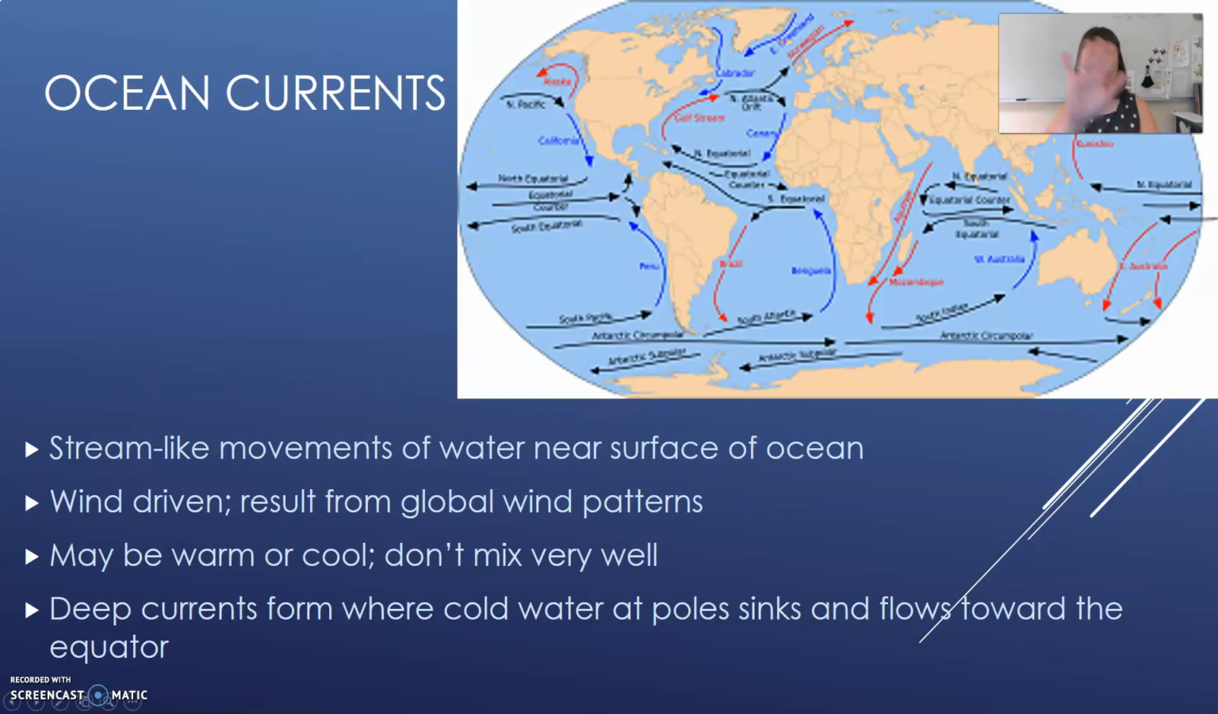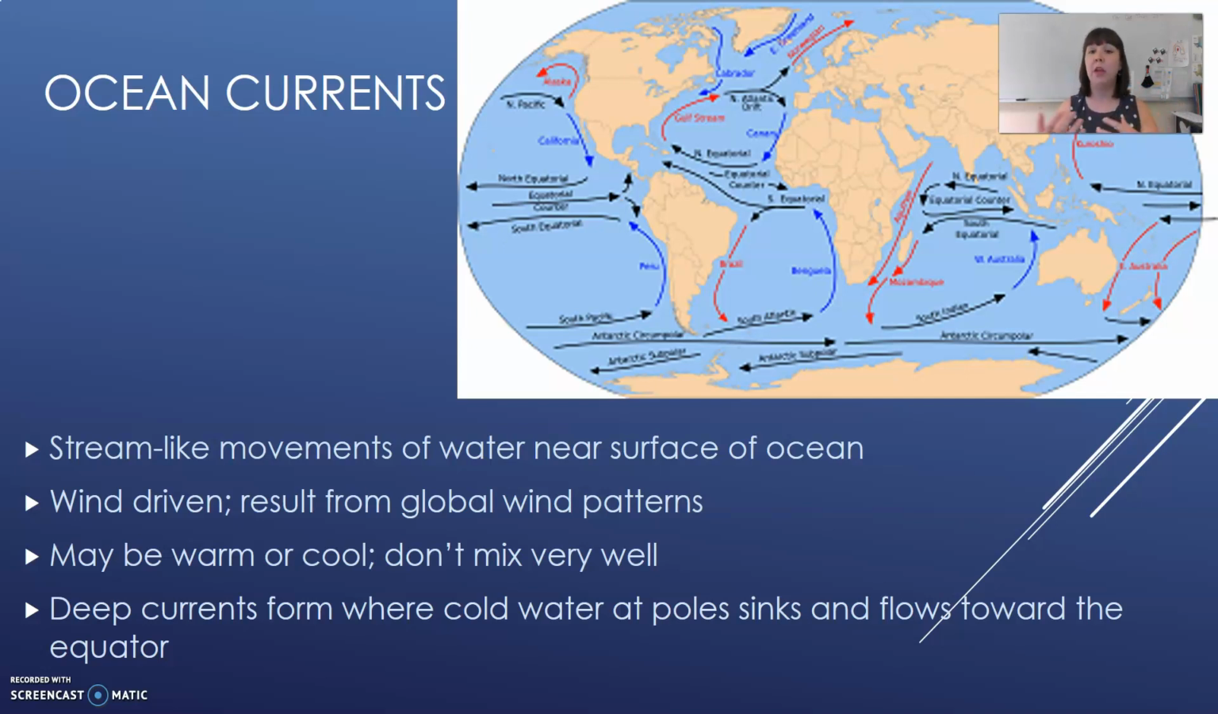So here's a picture of ocean currents around the world. These are prevailing ocean currents. You can have more localized, smaller ones, but these are almost like streams. They're movements of water near the surface of that ocean, oftentimes driven by wind, those global wind patterns.